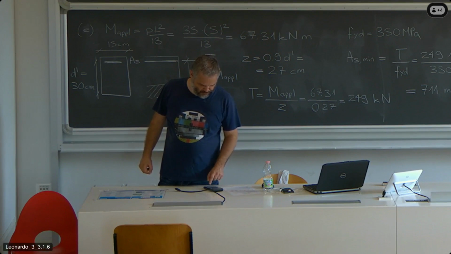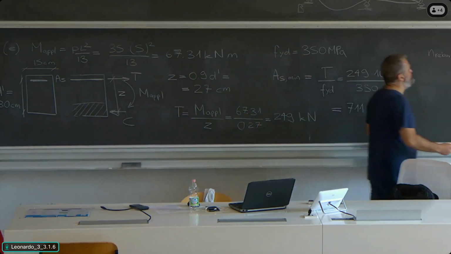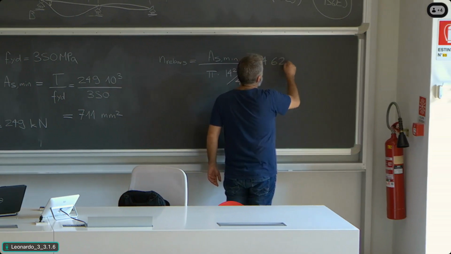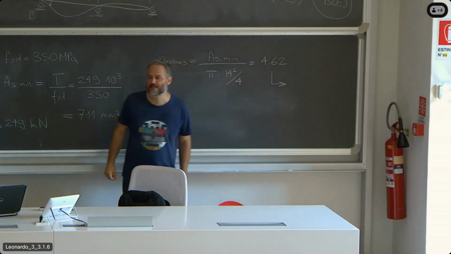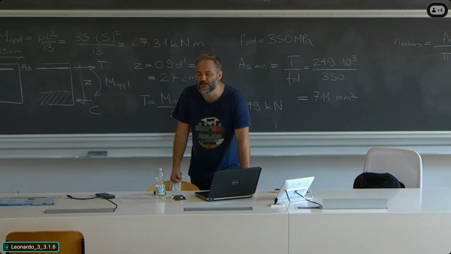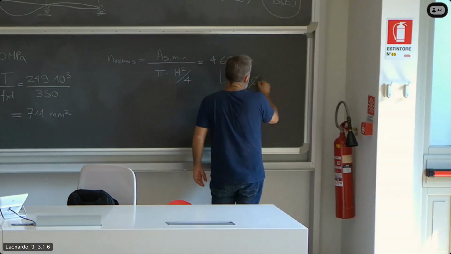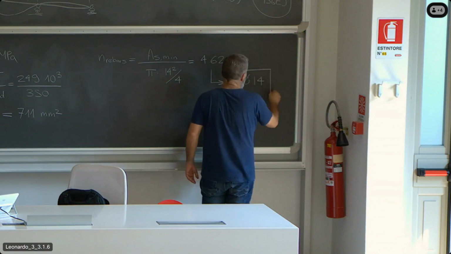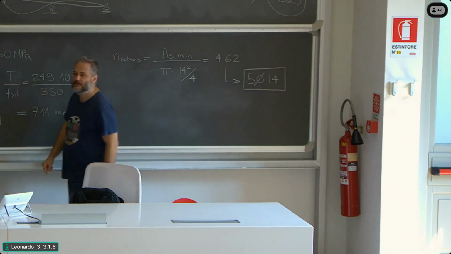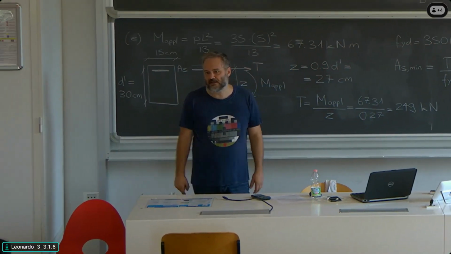I'm going to do that for you. You can check it. The result is 4.62. What is the final answer? If I get 4.62, since I cannot have a decimal number of rebars, I only need integer numbers: 5. This is how we indicate 5 14 millimeter rebars. The symbol phi stands for diameter, 14. Okay?